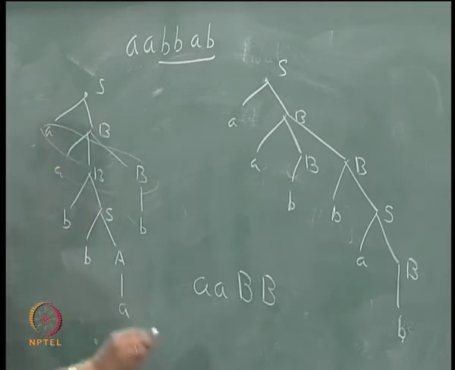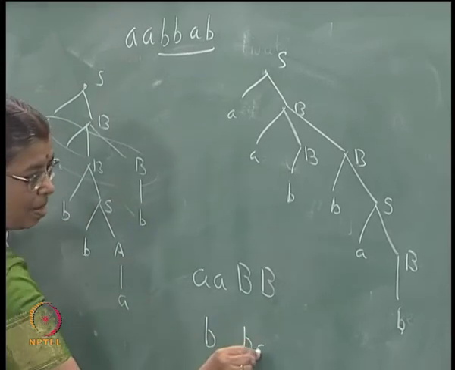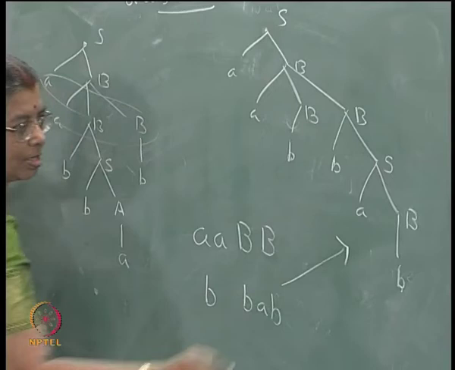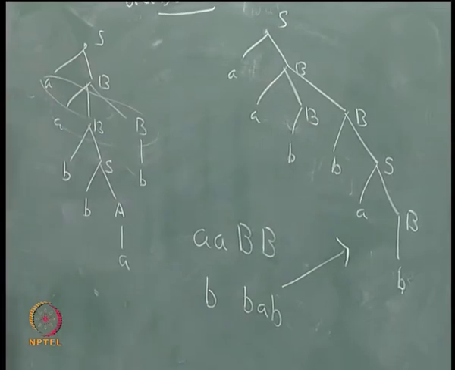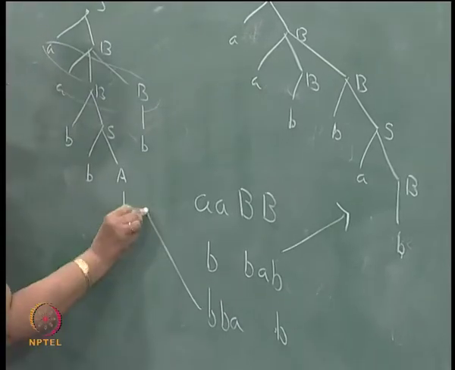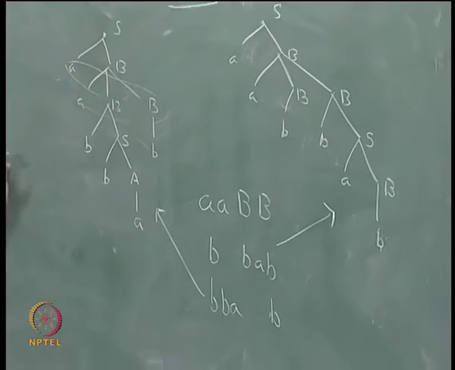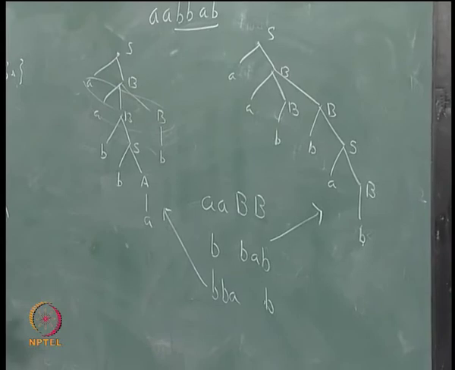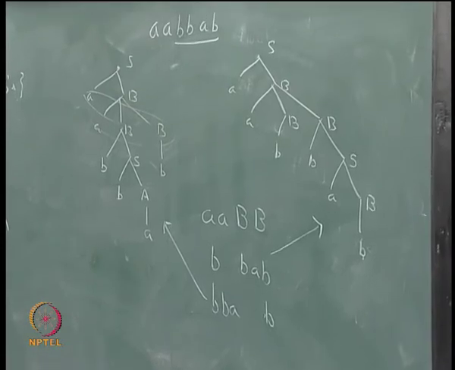So, this you can either split it as B, BAB, which will give rise to this derivation tree, or you can split it as BBA, B, which will give rise to this derivation tree. That is why the ambiguity comes.